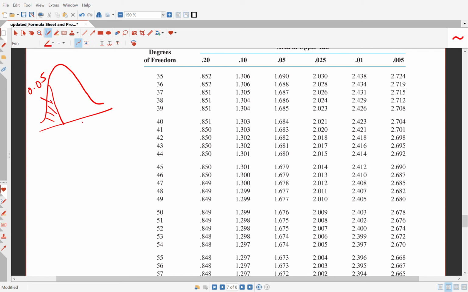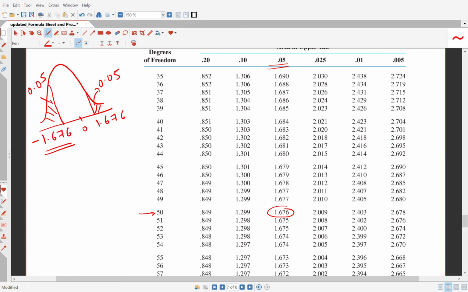0.05. Now note that the central value is 0, so obviously we're going to get a negative score. And 50 degrees of freedom is here, and 0.05. So this is the number, right? This area is 0.05, and this t-score is 1.676. So by symmetry, this is going to be negative 1.676, sorry. So that is the answer to part B.